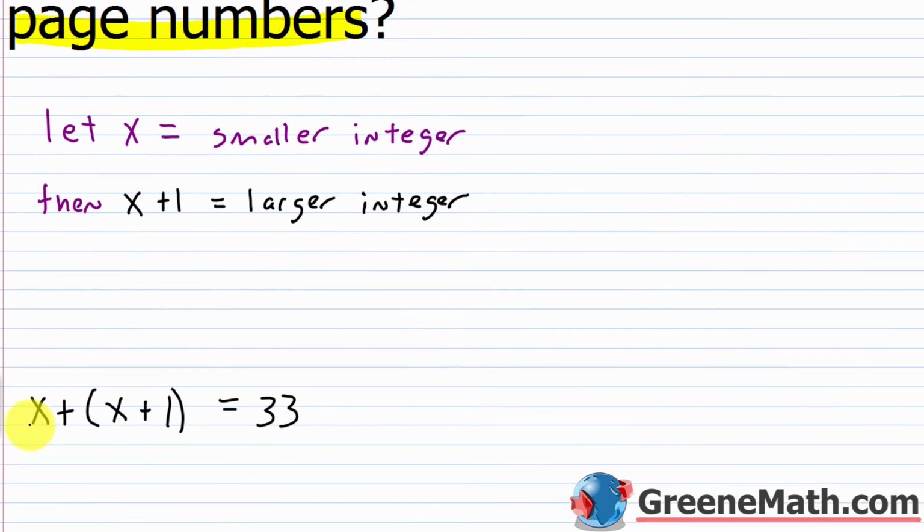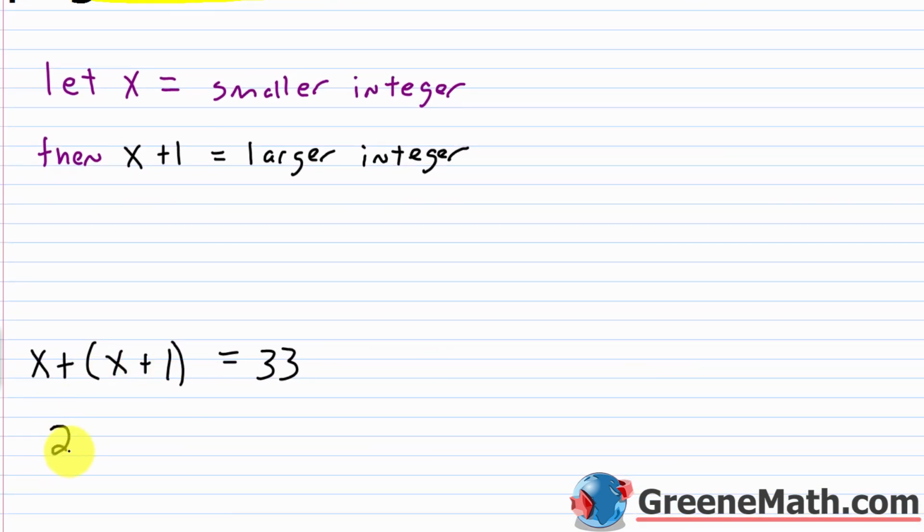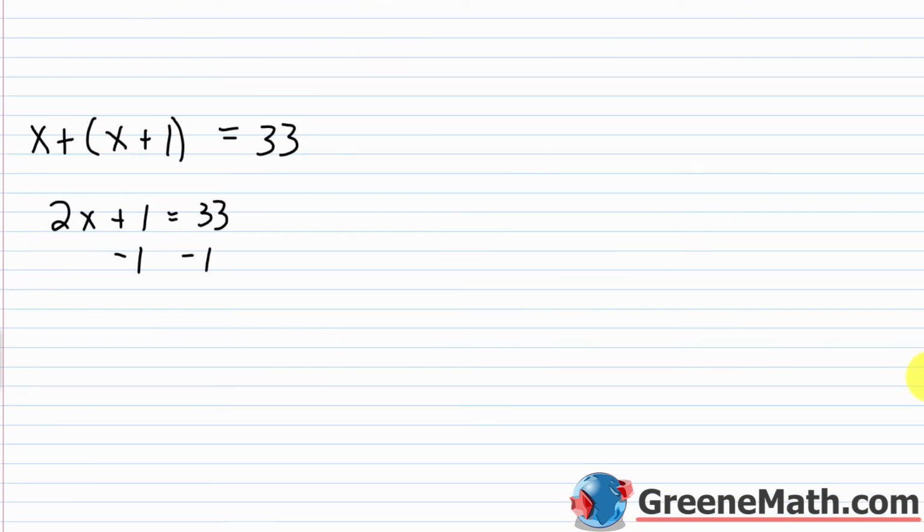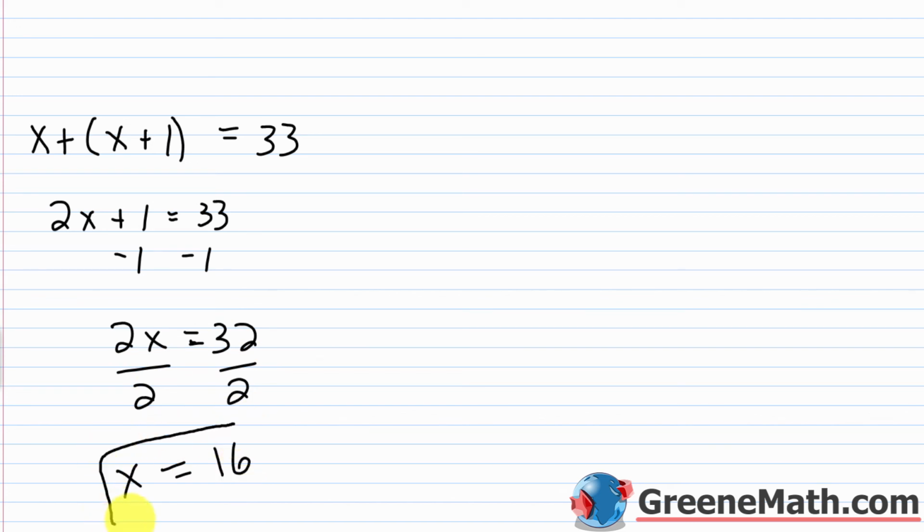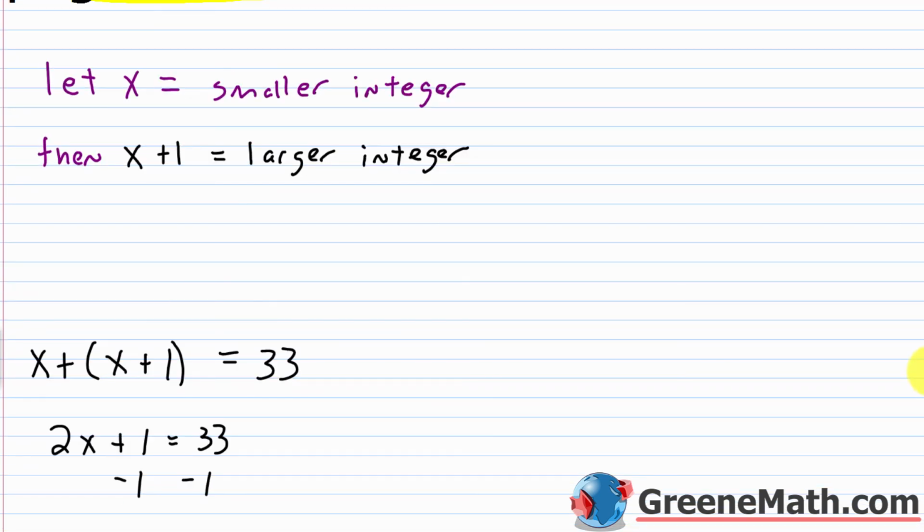So now to solve it, simplify over here, you'd have 2x plus 1 equals 33. Subtract 1 from both sides of the equation, and we're going to have 2x is equal to 32. Divide both sides of the equation by 2, and I'll have x is equal to 16. So again, I'm not done. Very important that you go back up and figure out what that means. So x is the smaller integer. So that means that the smaller page number is 16 and the larger page number is 17.